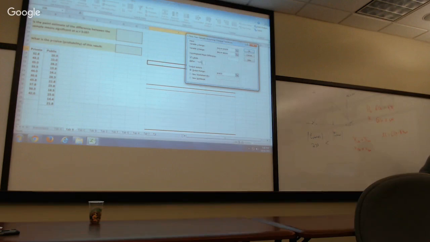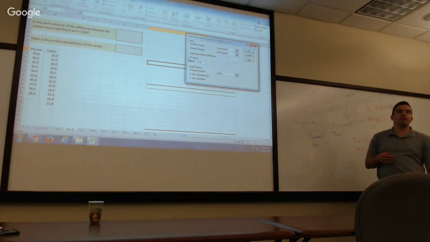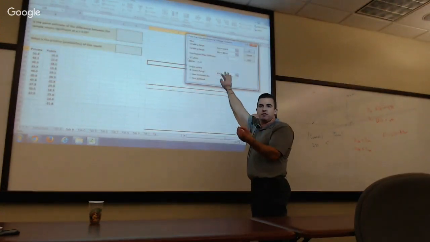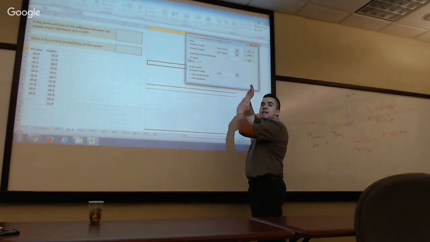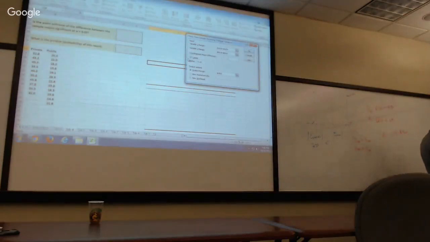Our alpha value here, we're able to change whenever we want. If we're given a hypothesized mean difference, we can enter that there. So if it said, are private schools $10,000 more expensive a year on average than public schools, then we could put 10 right here. This one doesn't specify a mean difference, so we're going to put 0 for this one, but it can specify, and we can put a value there. So 0.